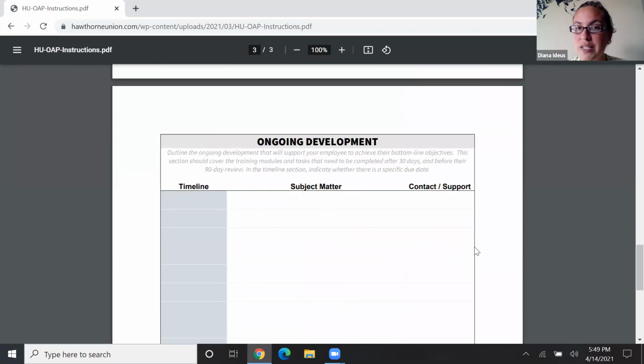Then we have ongoing development. So this is after 30 days. As much as possible, you want to draft out, okay, in the employee's first 90 days, what do they really need to be successful? Are there certain things I'm expecting them to deliver? Are there certain objectives that they have to hit? Are there certain trainings that they need to take? This is an editable PDF.